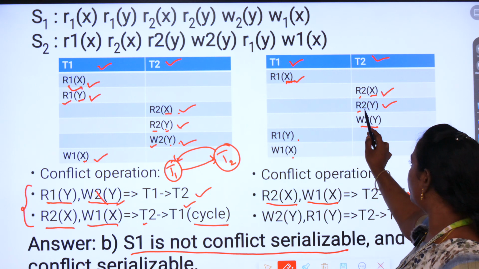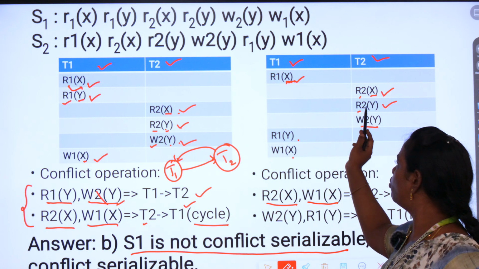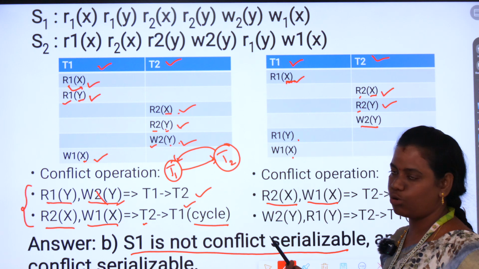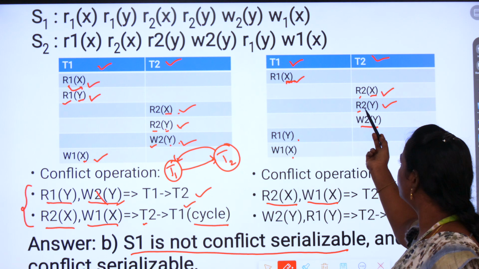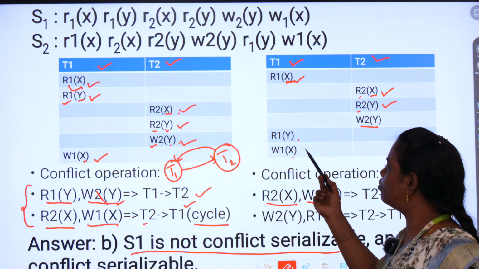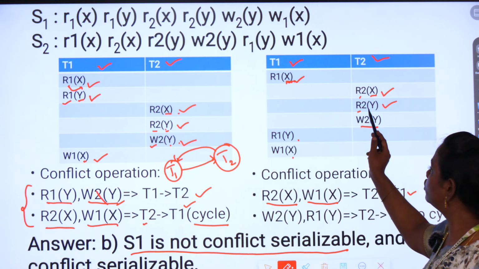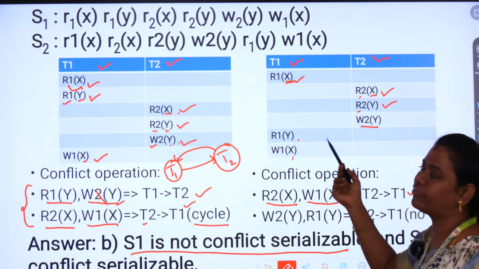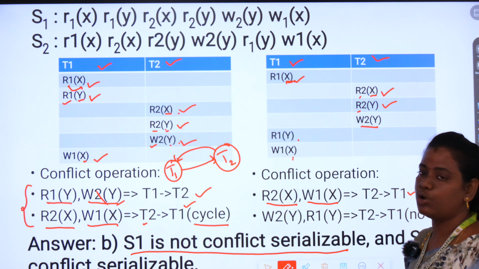So here R2 of Y is compared with R1 of Y. Both are read operations. There is no conflict. So here R2 of Y is compared with W2 of Y. Here both are performing operations on two different data. So definitely there is no conflict.